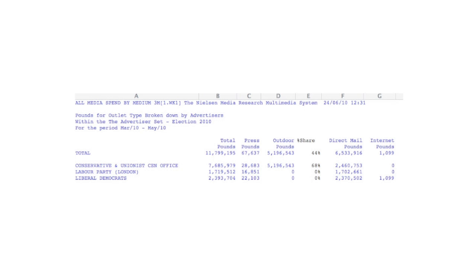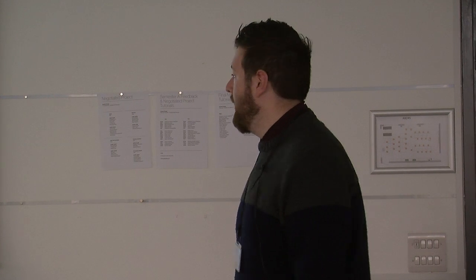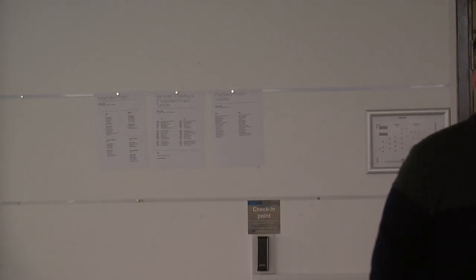Another reason it's interesting is the amount of money that the Conservatives spend on outdoor advertising, which is this format. They spent nearly 5.2 million in the last election, compared to nearly nothing by the other parties. Most parties invest most of their money in direct mail, which all of them did: 2.4 million, 1.7, 2.3. All of the major parties find direct mail their most effective medium, but the Conservatives have always invested in outdoor advertising, and in particular the billboard poster.